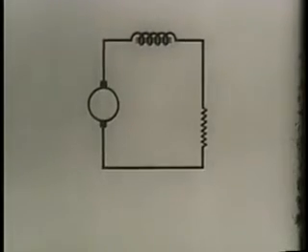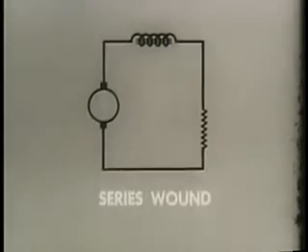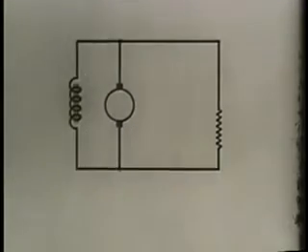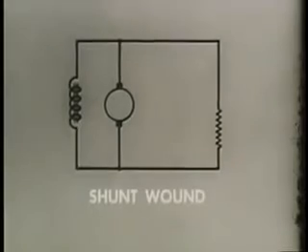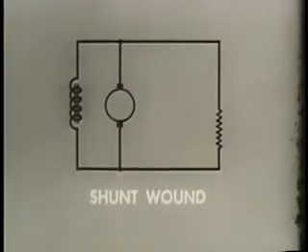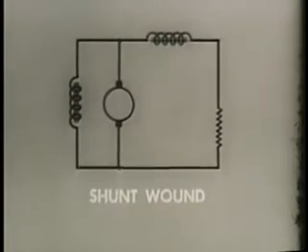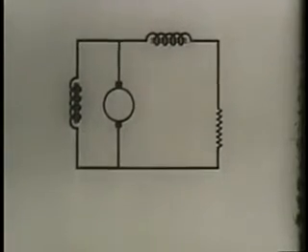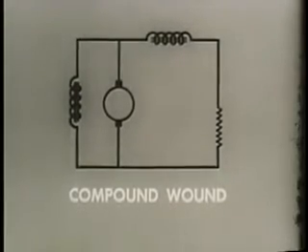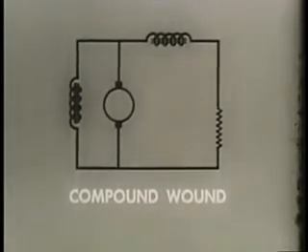Generator field windings are constructed in three ways. Series wound, where the field windings and the armature are in series. Shunt wound, in which the field winding is in parallel with the armature and the load. And compound wound, in which the best features of both the shunt and series wound generators are combined.